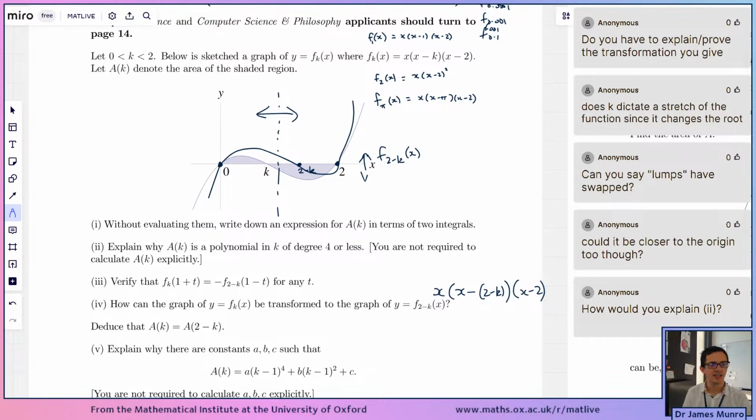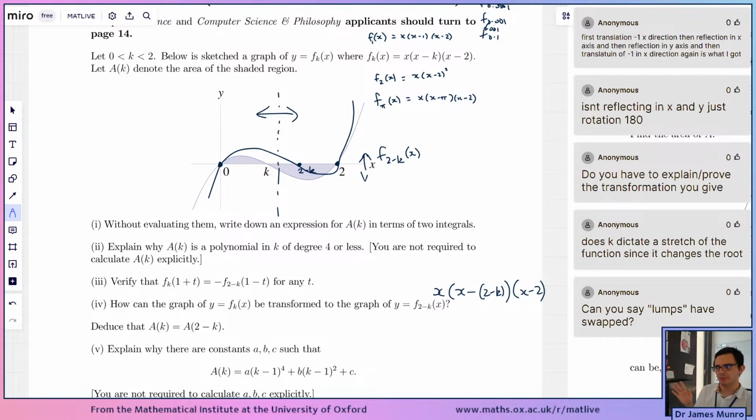Does k dictate a stretch of the function since it changes the root? It turns out no. You can change the roots without stretching the function. For example, if you just take your favourite quadratic and rotate it upside down, then that changes the roots, but there's no kind of stretching that's occurred. It's just now upside down. I suppose maybe you count turning it upside down as a stretch with factor -1, but not stretching. Okay, so there's a sequence of instructions there.